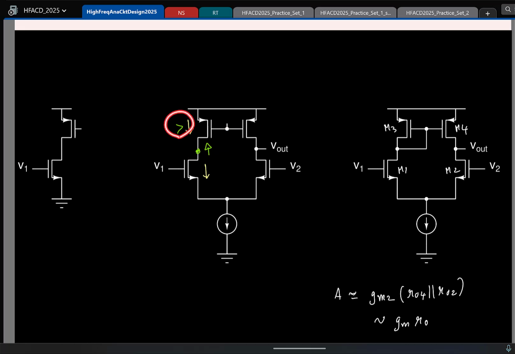Right now the PMOS current is greater than the NMOS current. Your goal is to make them equal, so you need to decrease the PMOS current. For decreasing the PMOS current, what will you do to the gate voltage? You increase it. You have to increase it.